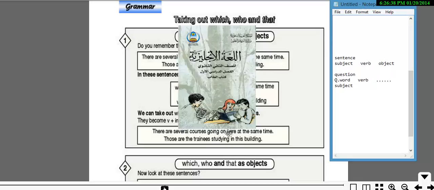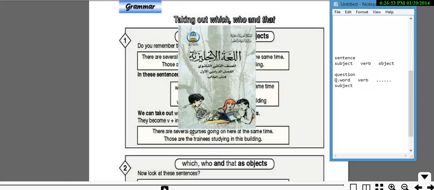So why are we learning this? Let's just get through it. We can take out which and who. If we change the verbs, they become verb plus ing. The same is true for that. What's that supposed to mean? Okay, let's just try to find out.